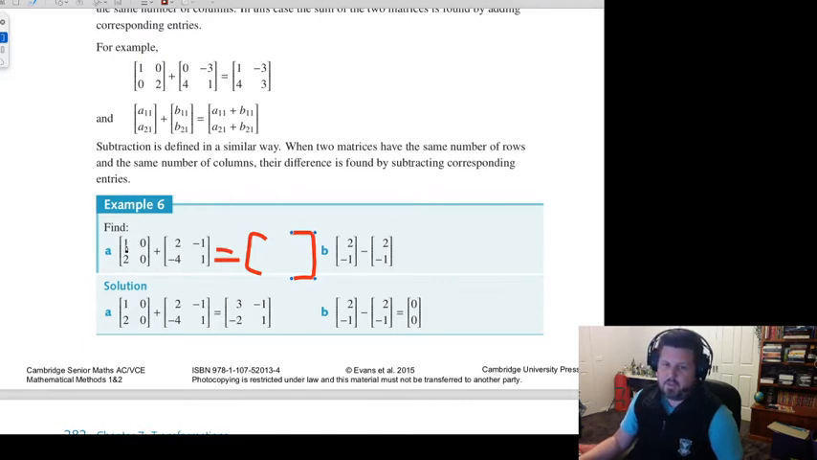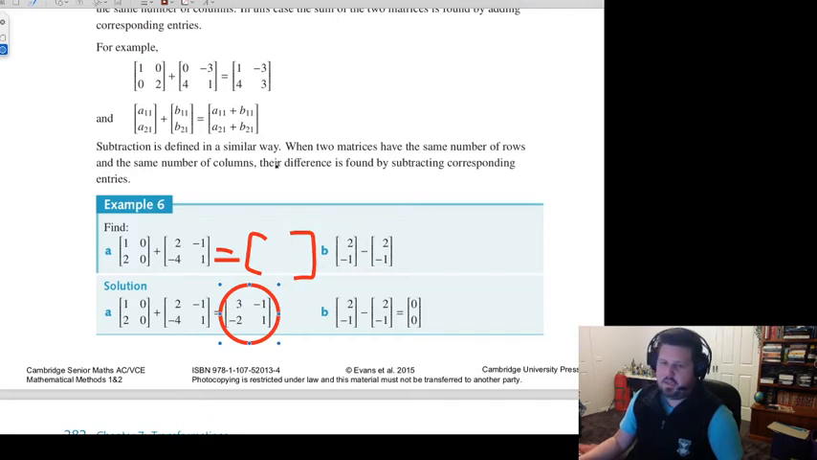So this element here needs to be added with this one. 1 plus 2, it's the 3. You'd write it in there. This one here, 0 plus negative 1, it's negative 1. You'd write it in there. 2 plus negative 4 is the same as 2 take away 4. You'd write negative 2 in here. 0 plus 1, write the 1 in there. That's where you get that answer from. I think you guys should be pretty comfortable doing the addition here.